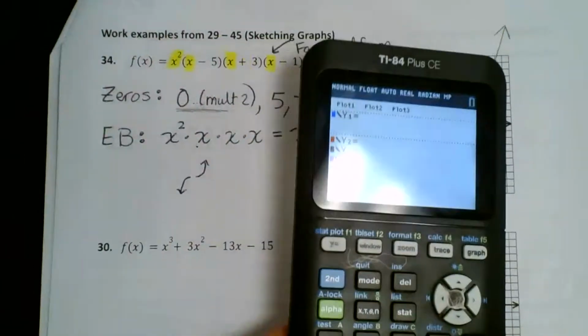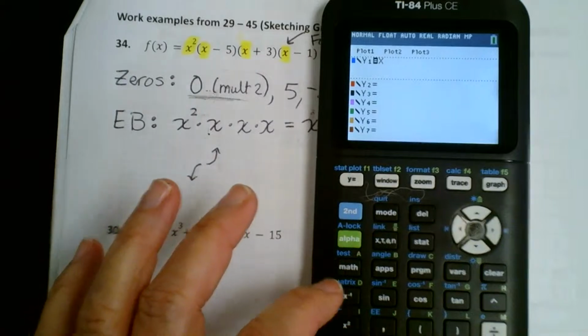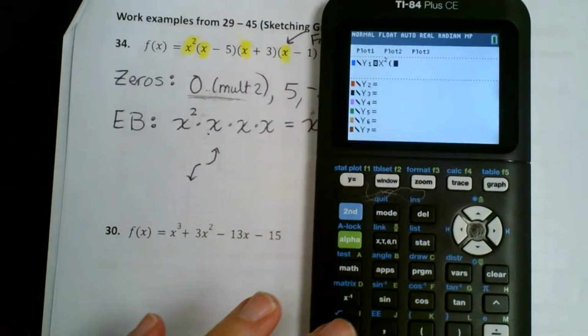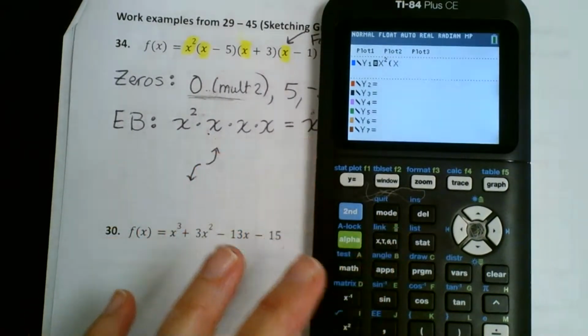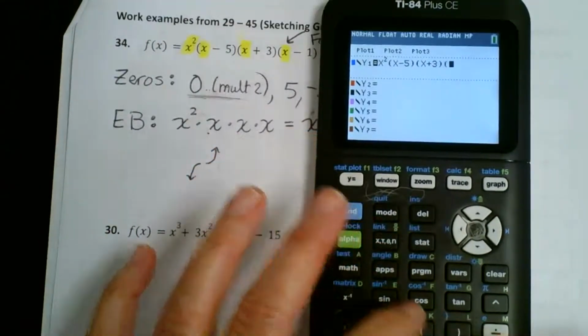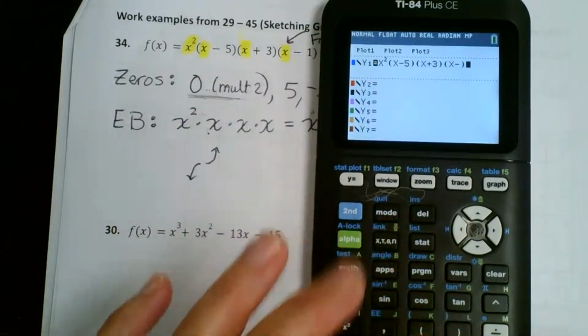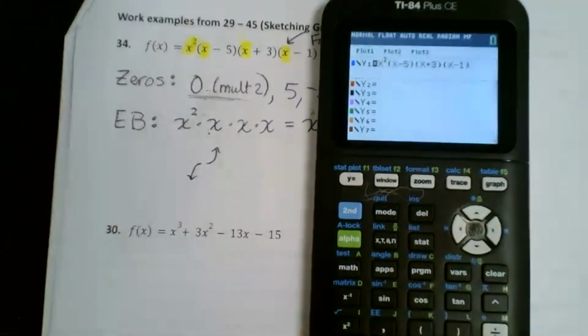Now, if I were to type this into the calculator, x squared, okay, hang on, let me get my square. What else do we have? x minus 5, x plus 3, and x plus or minus 1? Minus. I'm so slow with this.